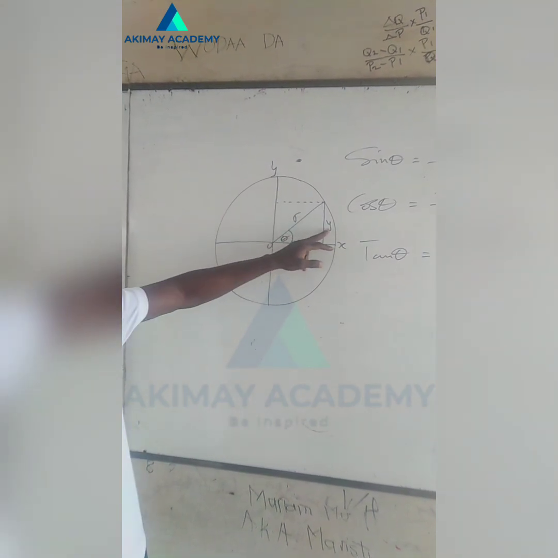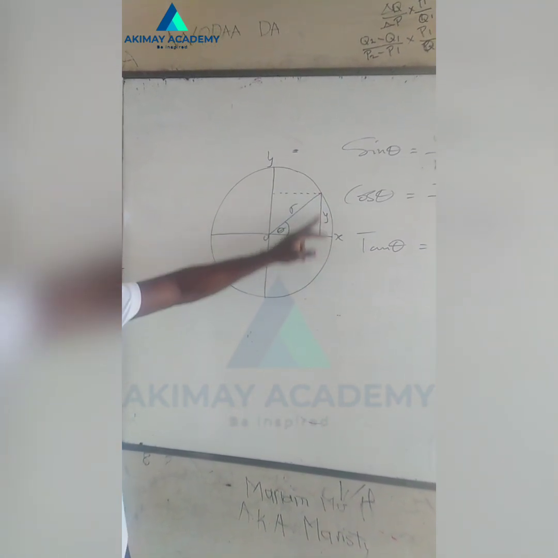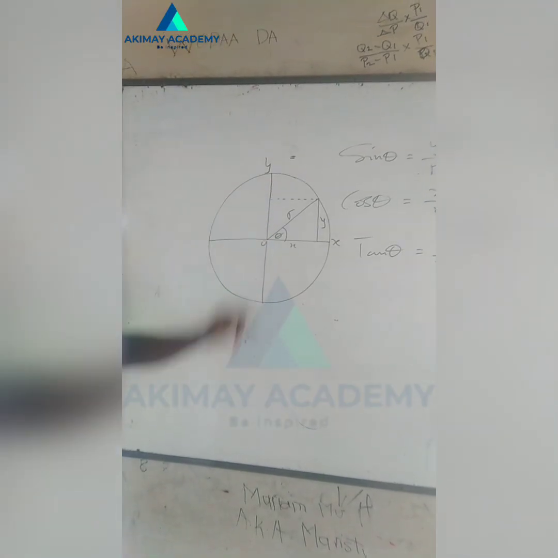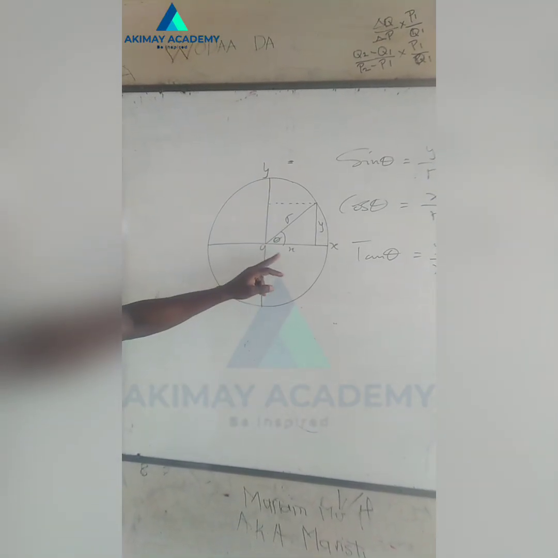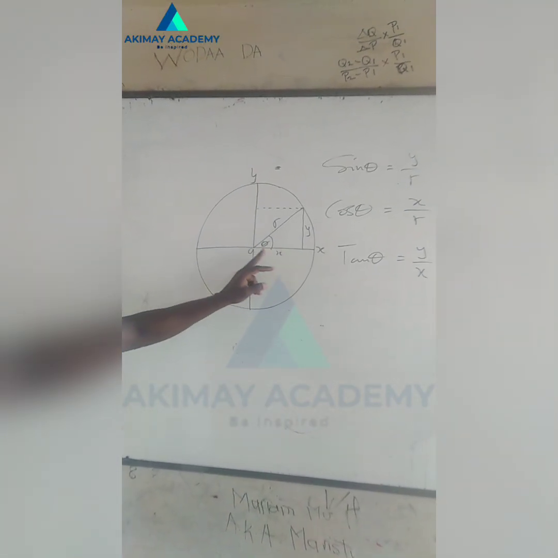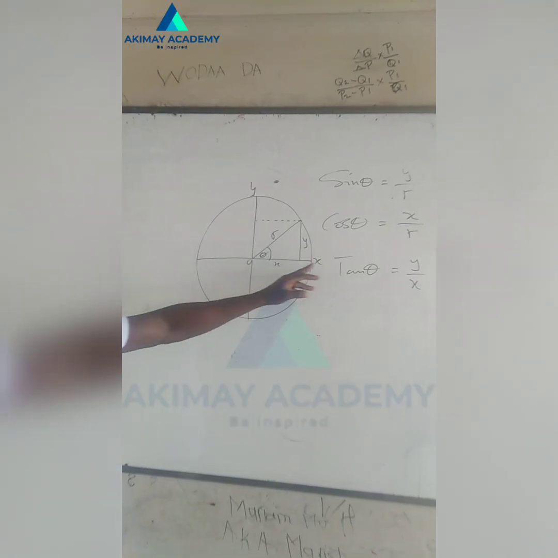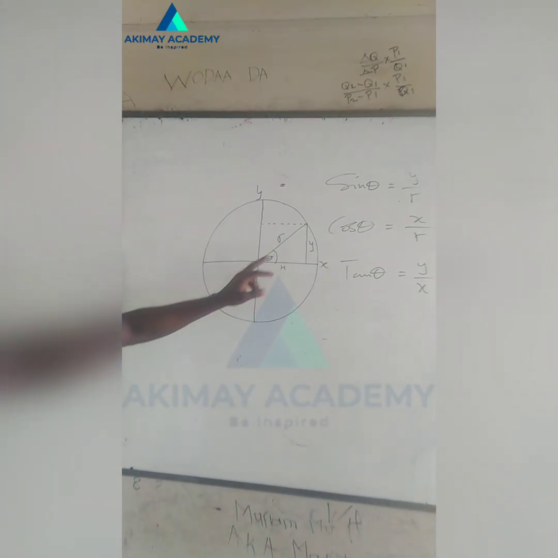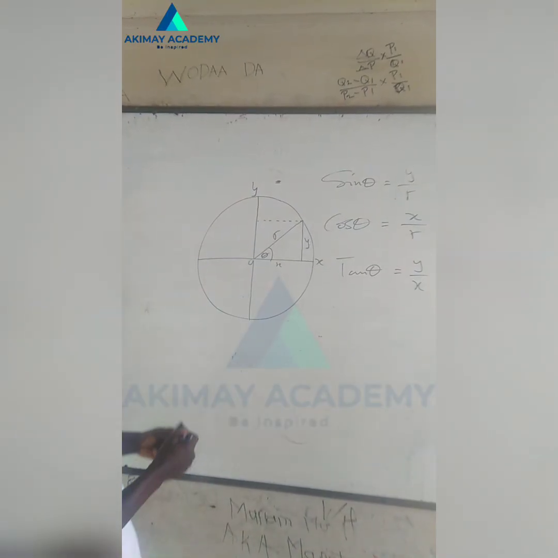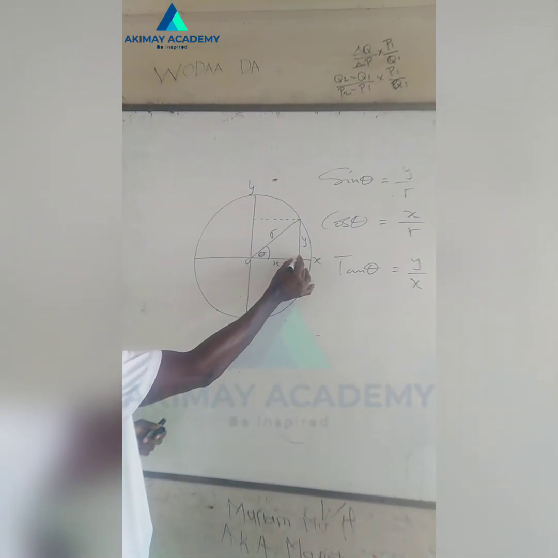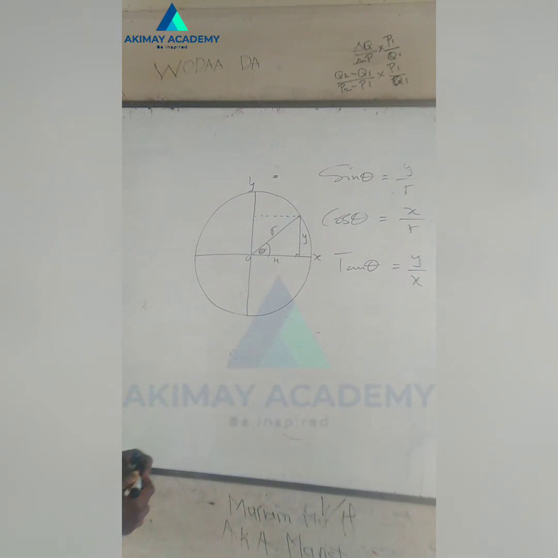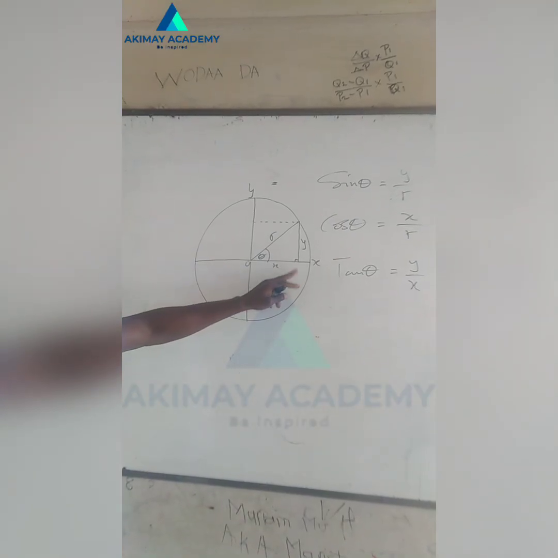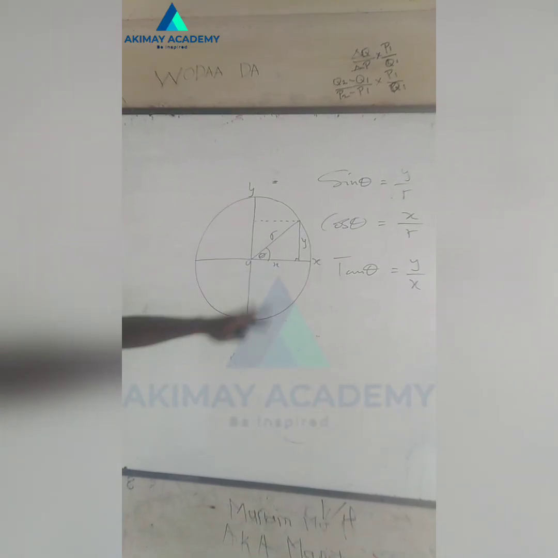Opposite is y, because this line corresponds to this section, which is on the y-axis. Then we have this section to be x, because it is on the line of the x. Now from this shape, you realize it has a right angle sitting here, making it a right angle triangle.